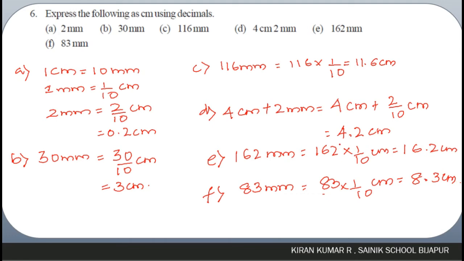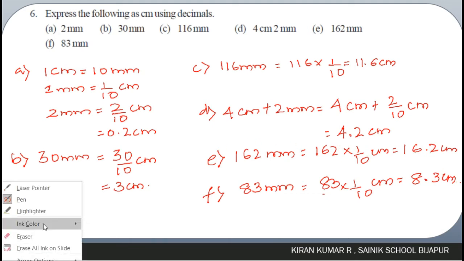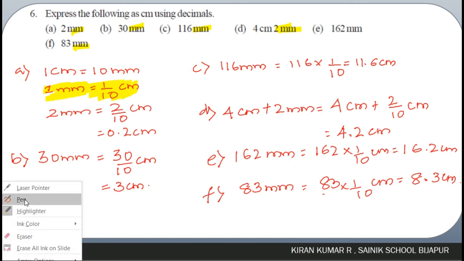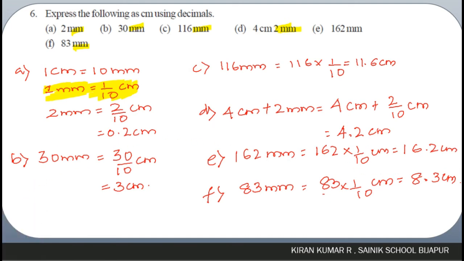This is how we convert. What we have done is, each time we have taken 1 millimeter to be 1 by 10 centimeter, and we have multiplied it with each of the millimeters. These millimeters I have just converted into 1 by 10 centimeter, and I have simplified it. Let's have a look at the next question.